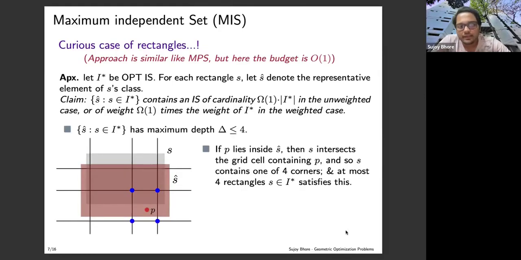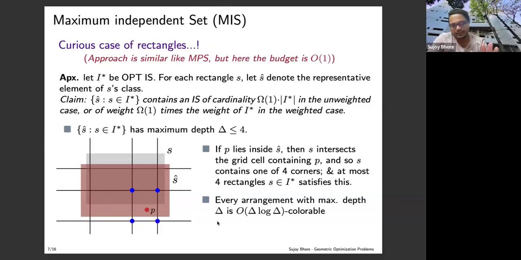So basically the argument goes as follows. What we want to show is that this arrangement that we are currently dealing with has maximum depth at most 4. Because if there is a point P that lies inside S hat, like in this case here, then S intersects the grid cell containing this point P. So S contains one of the 4 corners, and at most 4 rectangles are going to satisfy this situation.